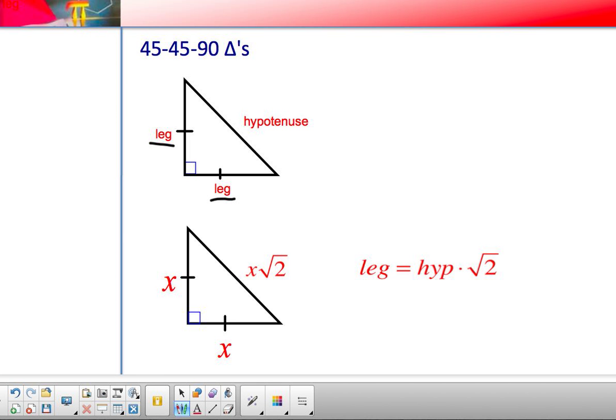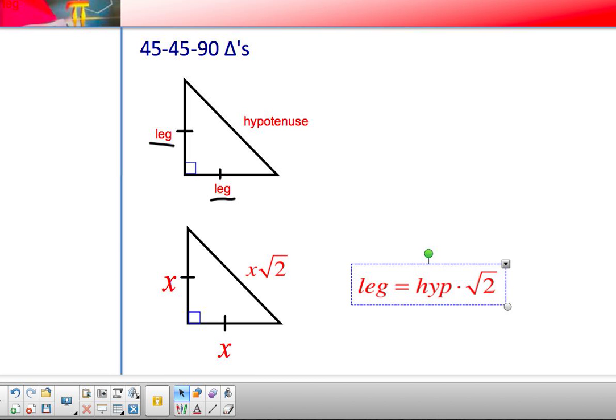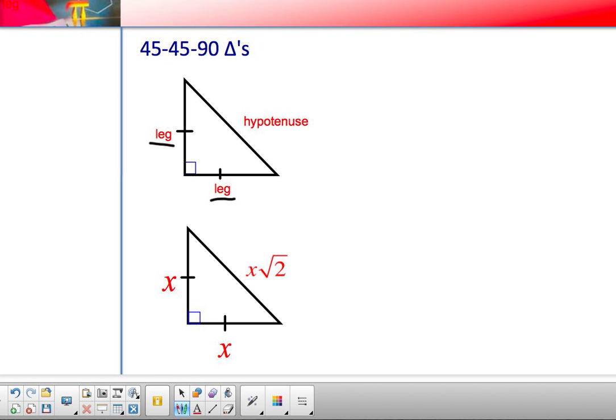Now here's the relationship that you need to know. The 2 legs are kind of the most critical pieces of information because they're the 2 congruent sides. If I know one of these legs, I can find the other leg because they're the same, and I can find the hypotenuse by multiplying by the square root of 2. So for example, if this side over here is x, the other leg will also be x, and then the hypotenuse will be x times the square root of 2.